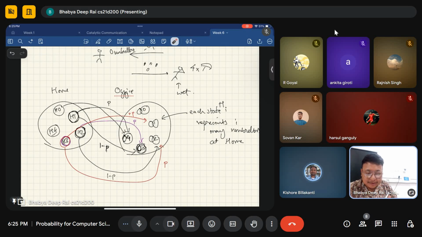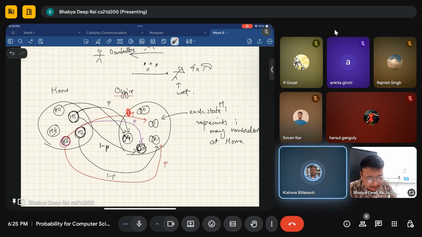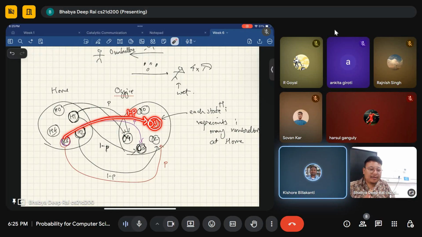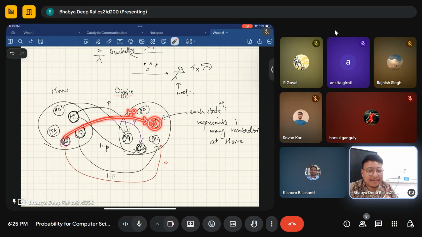Is that clear, Kishore? So with 1 minus P probability, I'm going to be in the office with one umbrella, right?